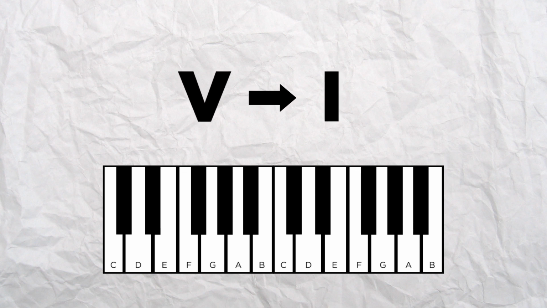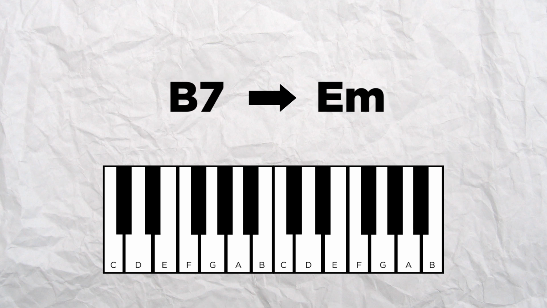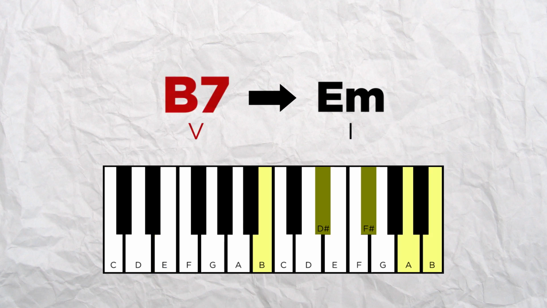That means that if I wanted to go to the tonality of E minor, for example, I could place a B7 chord just before the E minor chord to facilitate the transition. Because if E is my degree 1, then B is my degree 5. Here the B7 creates a tension that is then resolved by the E minor.